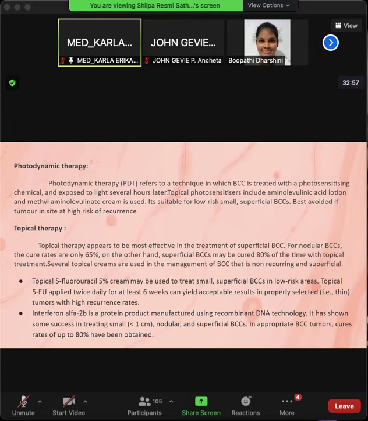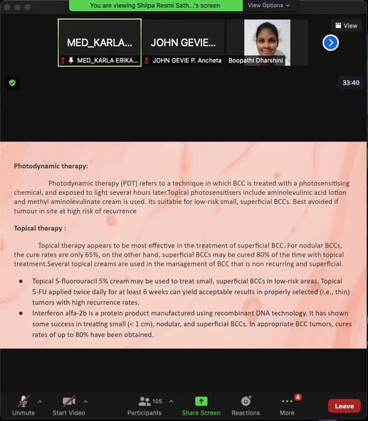Next is topical therapy. Topical therapy appears to be most effective in the treatment of superficial BCC. For nodular BCC, the cure rates are only 65%. On the other hand, superficial BCC may be cured 80% of the time with topical treatment. Several topical creams are used in the management of BCC that is non-recurring and superficial. The first one is topical 5-fluorouracil cream, which may be used to treat small superficial BCC in low risk areas. Applied twice daily for at least 6 weeks, it can yield acceptable results in properly selected thin tumors with high recurrence rate.